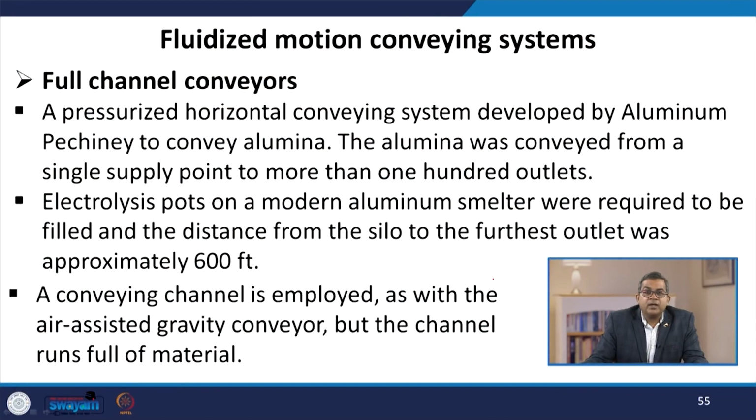Now, as we talk about the full channel conveyors, the pressurized horizontal conveying system was developed by aluminum machinery to convey alumina. The alumina was conveyed from a single supply point to more than 100 outlets. Electrolysis pots on a modern aluminum smelter were required to be filled, and the distance from the silo to the furthest outlet was approximately 600 feet. A conveying channel is employed as with the air assisted gravity conveyor, but the channel runs full of material.